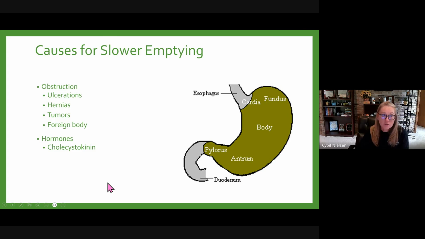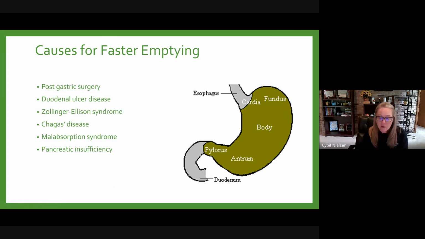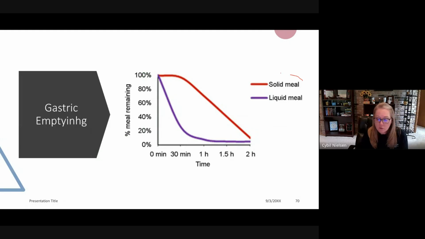All right, so this is why we do a gastric emptying study. There are several reasons for slower emptying or faster emptying. We're usually doing these for slower emptying though. Now, we can do this with solid or liquid. If the patient eats a solid meal, gastric emptying is sigmoidal. Liquid gastric emptying is exponential. So this is normal, and we're going to have different numbers based on whether we're doing a solid meal or a liquid meal.